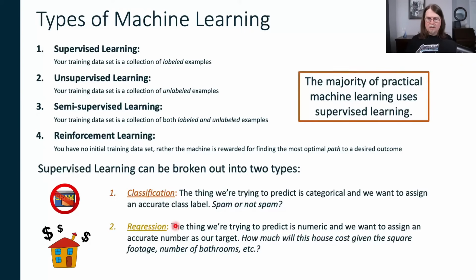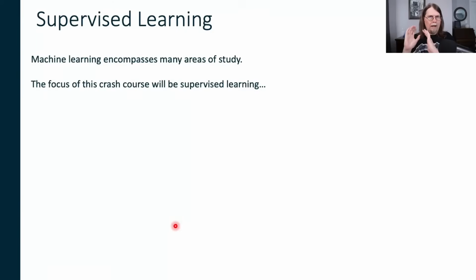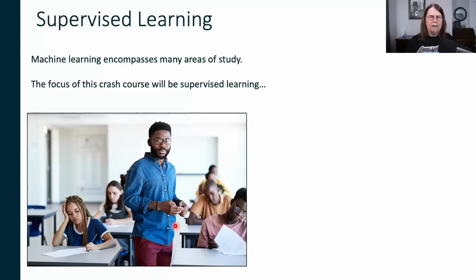Okay. So as I just talked about on the last slide, machine learning encompasses many different areas of study. We're going to focus on supervised learning in this particular crash course. And we're going to use yet another metaphor, another analogy, to help us understand what's going on here: the metaphor of a classroom. In particular, we're going to think of you as the teacher or the supervisor, because you're supervising the learning. And your student happens to be the machine. So you're supervising the learning of the machine.